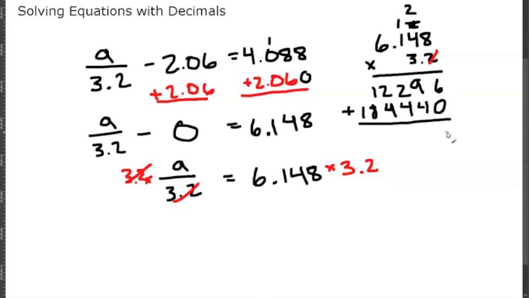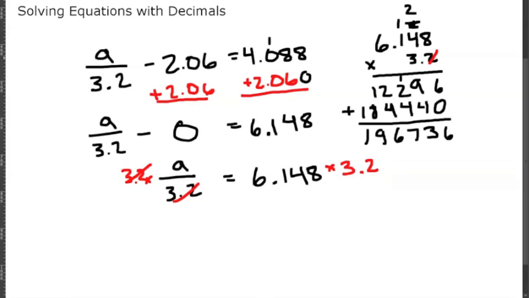Adding those together, we're going to get 6. 9 plus 4 is 13. 1 plus 2 is 3. 3 plus 4 is 7. 2 plus 4 is 6. 1 plus 8 is 9. And 1 plus 0 is 1.